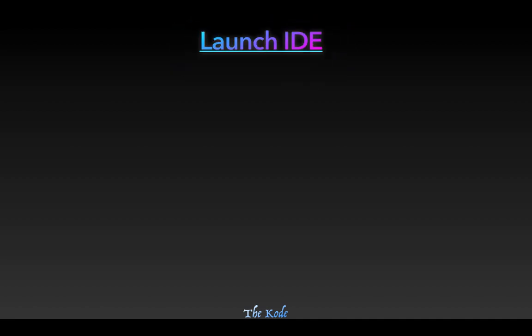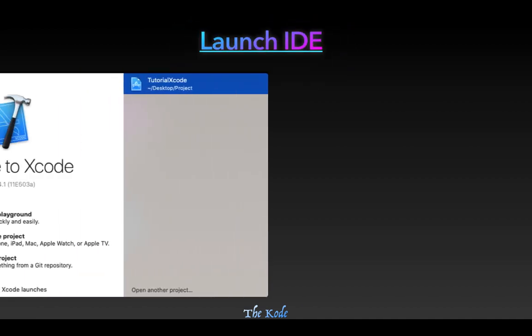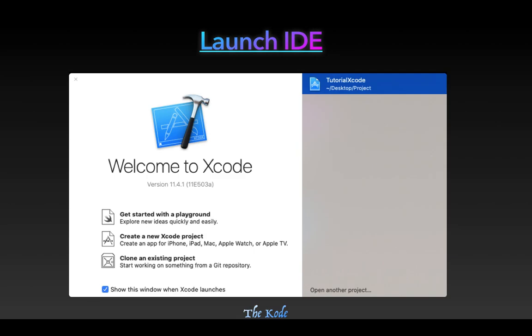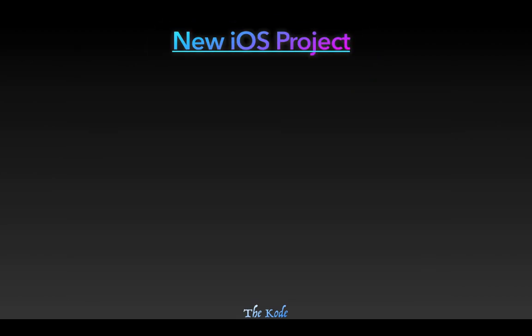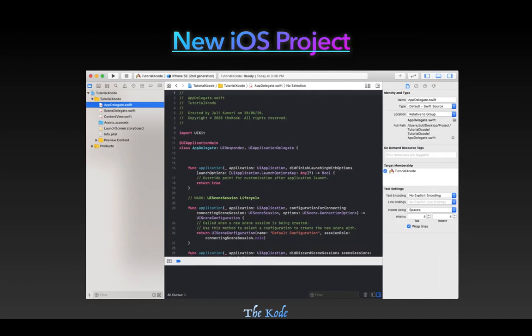Once the download is complete, just launch the IDE and you will get a welcome screen on which, on one side, you will get the option to create a new project and on the other side you will get a list of all existing projects. So go ahead and click on create new Xcode project for iPhone and iPad. Once the project is created, it will open under the Xcode IDE.